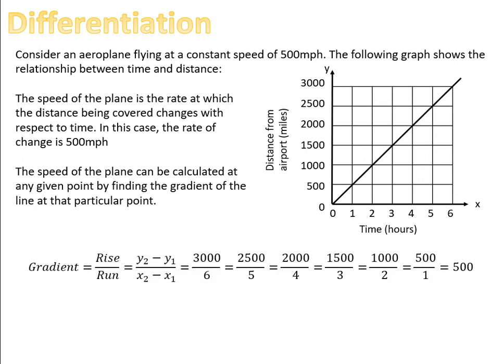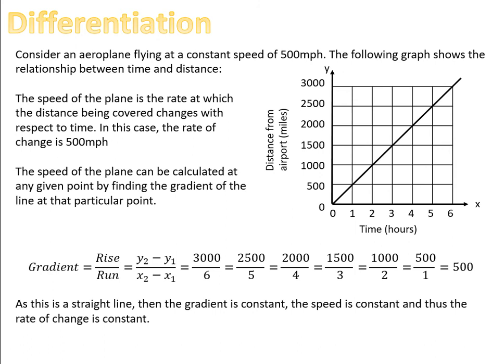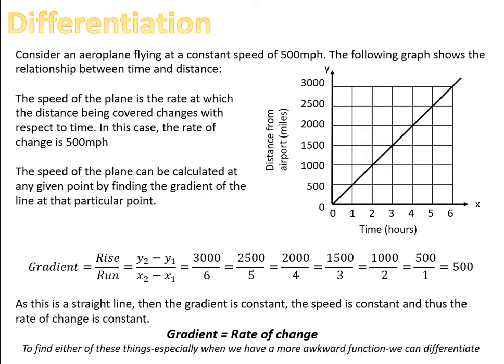Okay, so if we pick lots of different points, so you've got the point at the top here, 3000. You go 5, 2500, 4, 2000, and so on and so forth. If we're trying to find the gradient at any one of those points, okay, then it's just the rise over run. And we can obviously use 0, 0. It basically just gives us the gradient as 500, okay? So the gradient is constant, the speed is constant, and thus the rate of change is constant, okay? But in a general sense, when we're talking about gradient and when we're talking about rate of change, they are the same thing. So gradient is the rate of change.